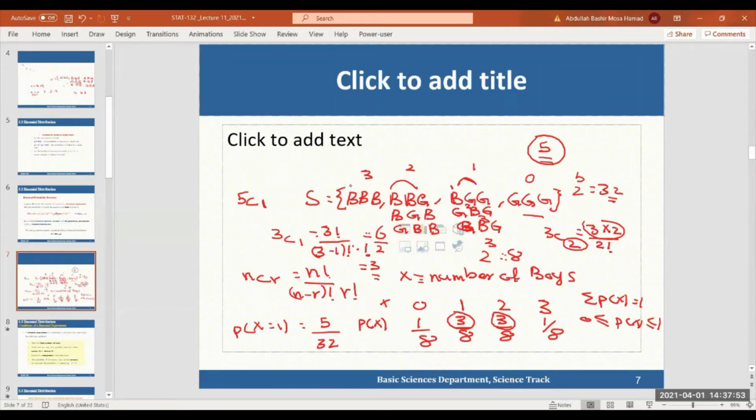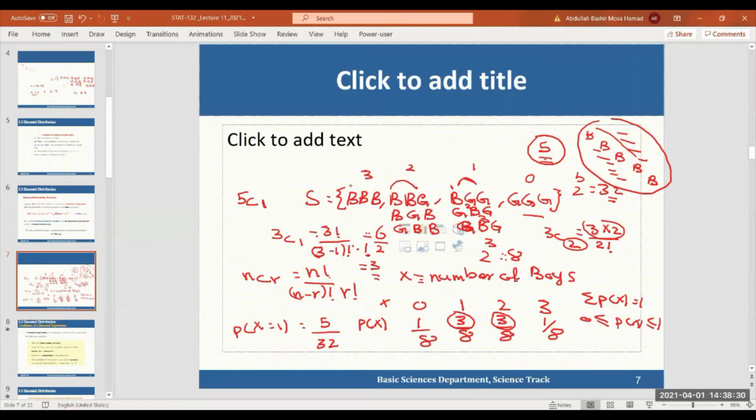This is diagonal. It's like this. Maybe first boy, or maybe second, maybe third, maybe fourth, maybe fifth. Others are girls. So this is a possible outcome. All of these include one boy, which is 5 outcomes. So it is 5 over 32. Is it clear now?